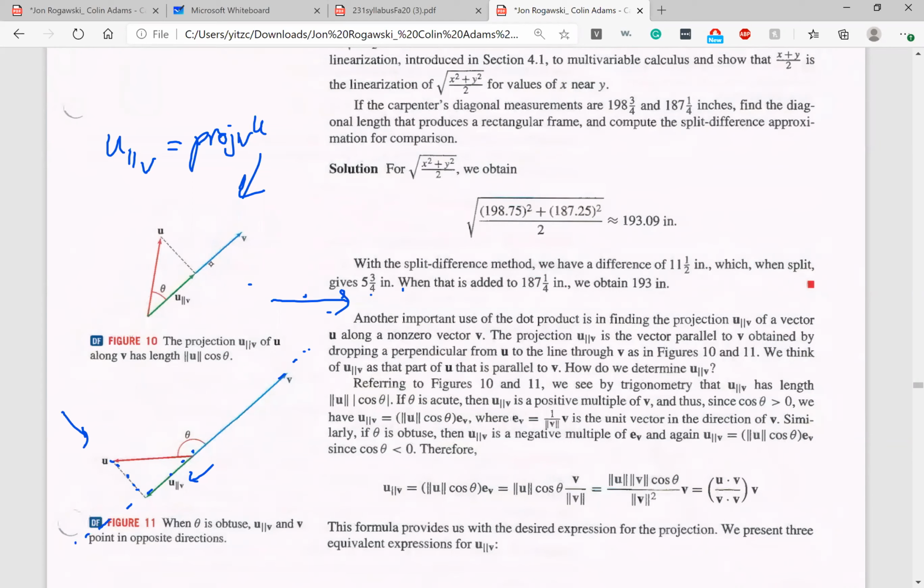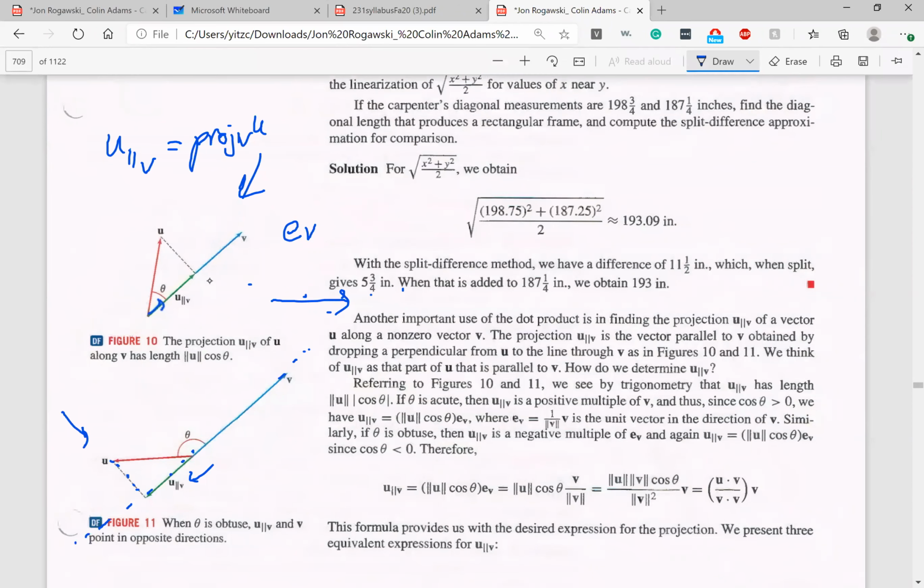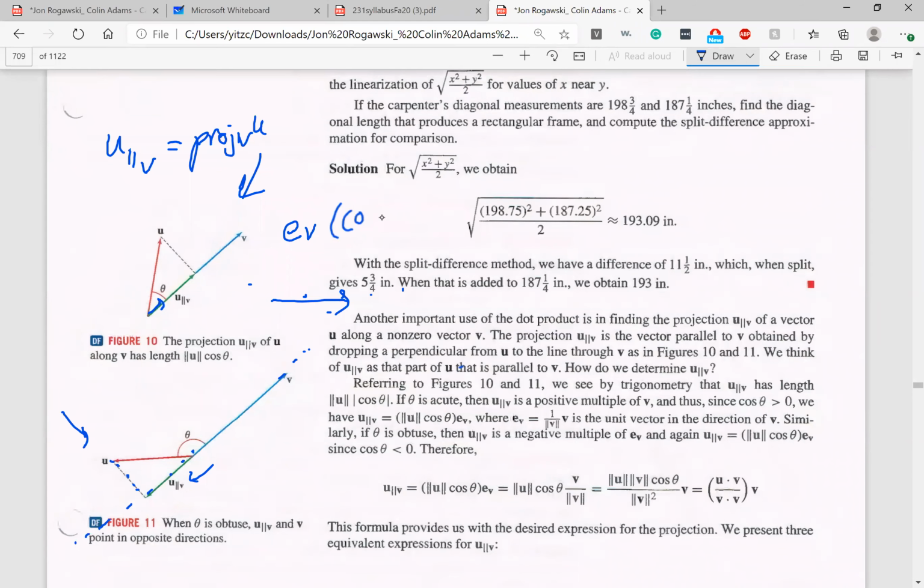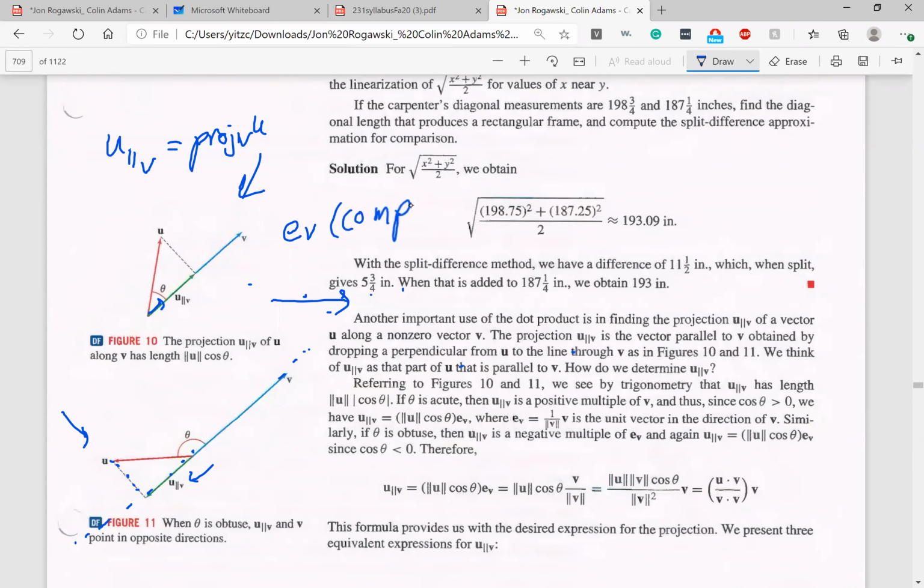Okay, so a good way to do this is first find the component of this vector over here. So first find the magnitude of this vector, and then we can look at EV. So EV is the unit vector of V, so it kind of shrinks V down. Let's say this is EV. And then we can multiply EV by the component of the projection of U onto V. So we multiply it by comp of the projection of U onto V.